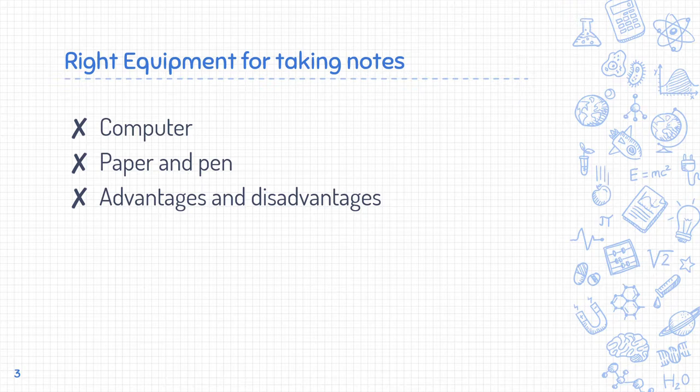Why is that? On a computer you are just typing. You don't really pay attention to the things that your professor is saying. But with paper and pen you have a constraint, like you have a limitation, right? You can't write everything. So you listen to the professor and then you make sense of it and then you write it down. But obviously everybody has different perceptions, different choices. You can choose your equipment as per your own convenience.